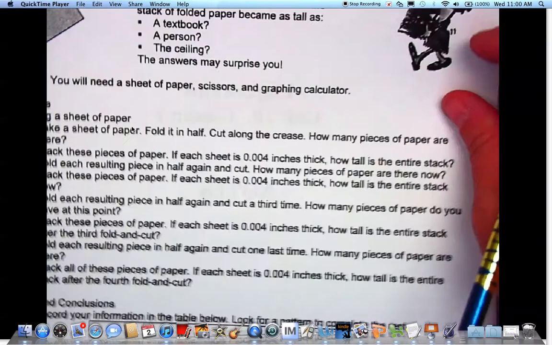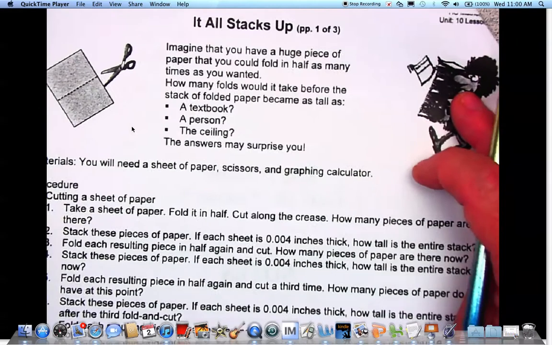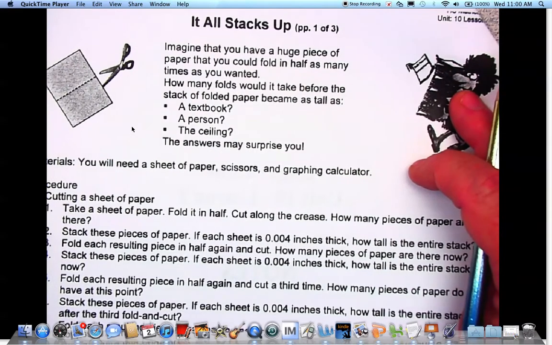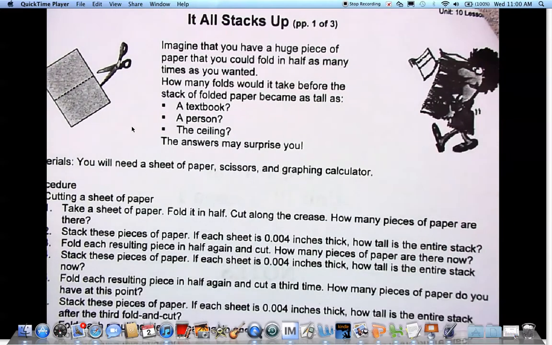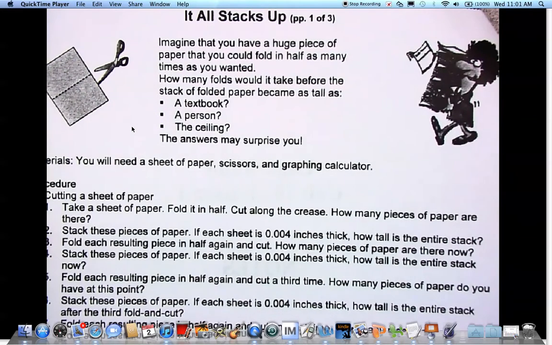Okay, it all stacks up. Have y'all just changed your mind about how many folds it would take to rotate? Say 9 or 10. I'm thinking seven. I think you're gonna win, Chandler, yes. 7, 9, 10, that's what I heard. Anybody else? I'm gonna try.